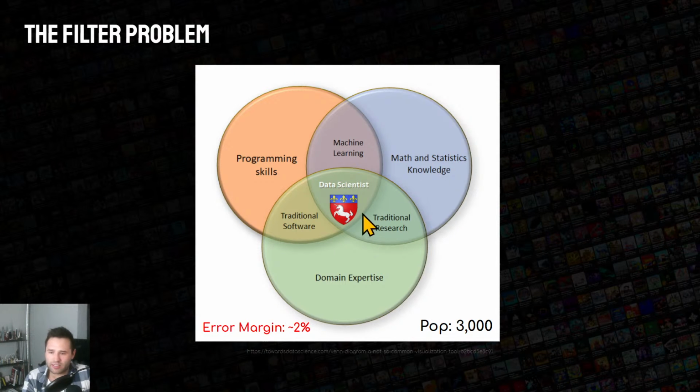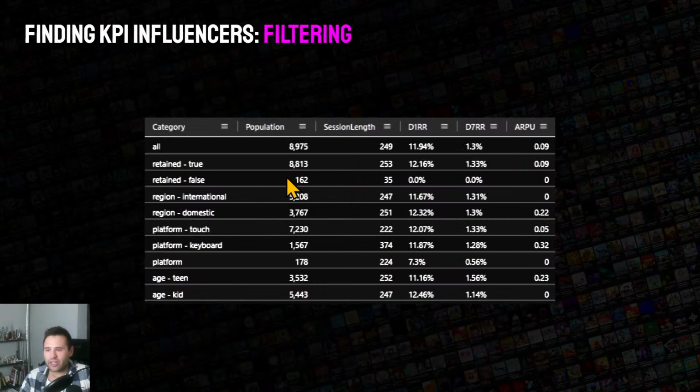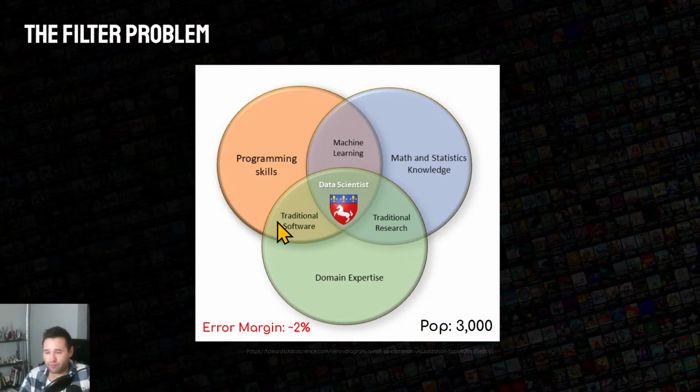Okay, point is, you have this group of 3,000 people. This is assuming an even distribution, which, as we just saw here, with retention being a huge factor, like PC versus touch, skewing wildly in favor of touch, which is true in real life, typically.